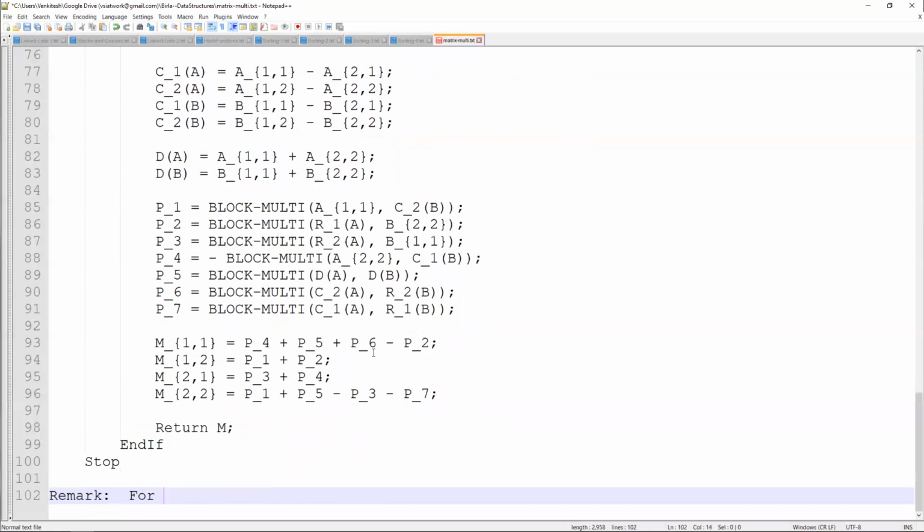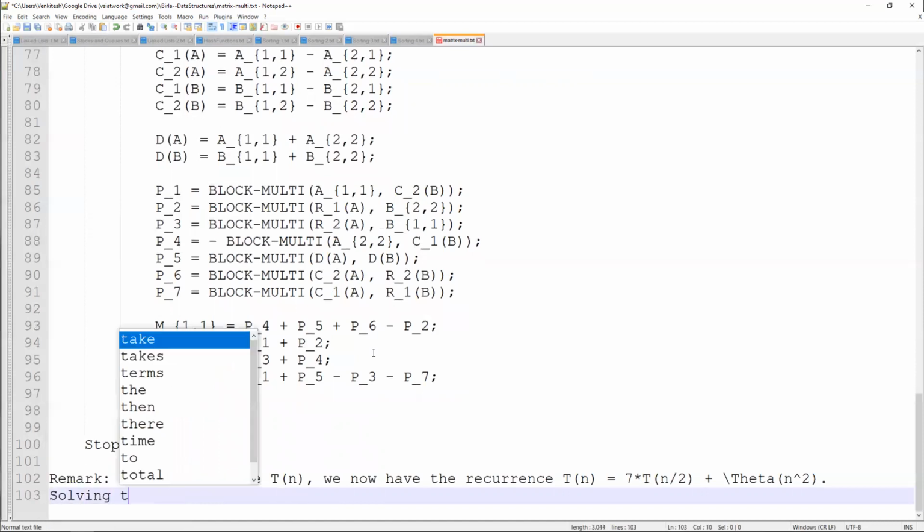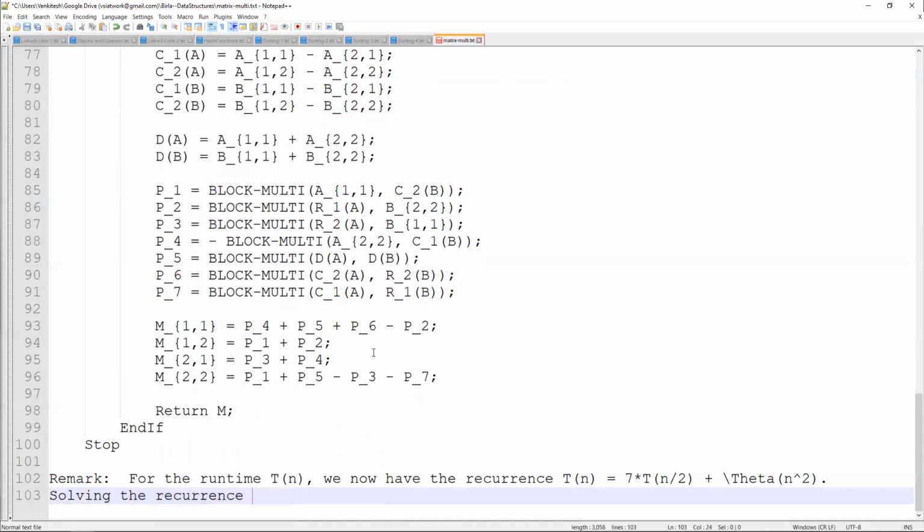So for the runtime, let's call it again T of n. We now have the recurrence. What is the recurrence now? T of n is equal to 7 times T of n by 2 plus theta n square. Okay, and solving the recurrence, you can try to solve this using master method or any other method that you find okay with. So solving this, T of n is equal to theta, not n cube, but n to the log, I'm sorry, n to the log 7.